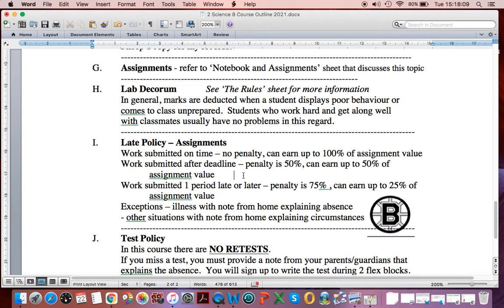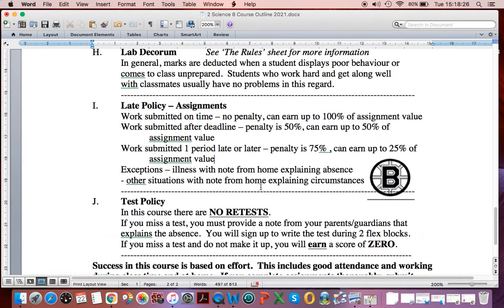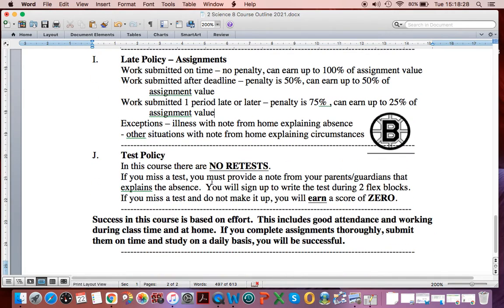Why are there those penalties? Well, if you don't keep up with the work, you're going to fall behind. And second, it's not fair to the kids who do the work and take the course seriously and submit everything on time. There are exceptions if there's an illness or a family emergency, but in those cases, of course, I need a note to explain the absence.